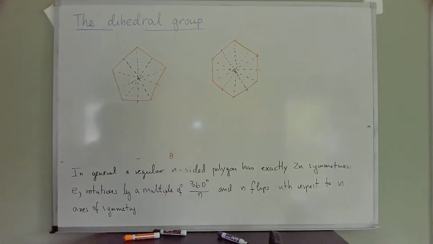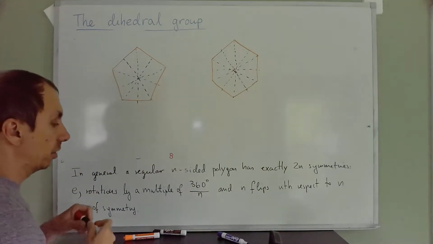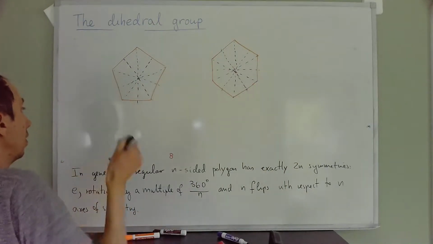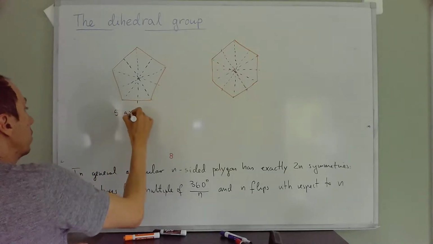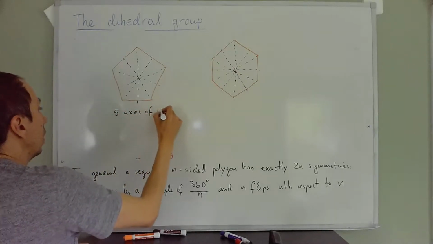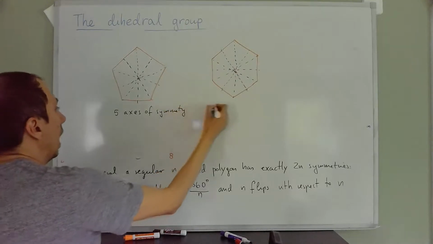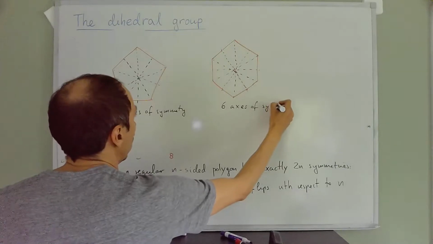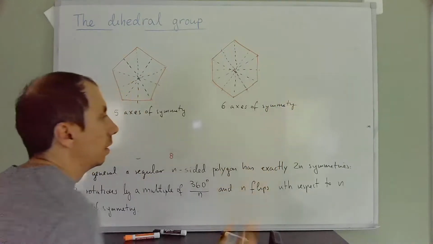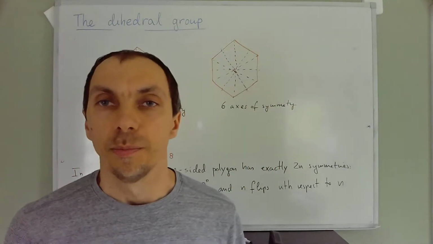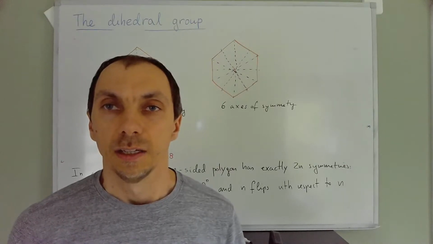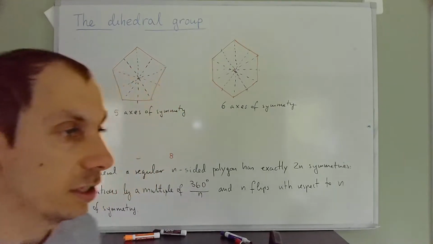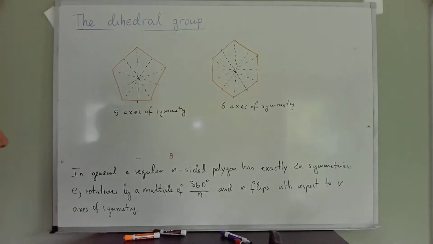In any case, you have n axes of symmetry, right? So five axes of symmetry, and six axes of symmetry. The axes have different nature, but nevertheless, there are as many of them as you have vertices in your regular polygon.